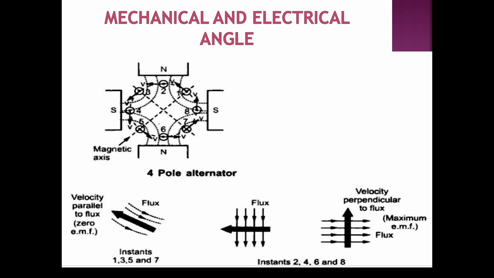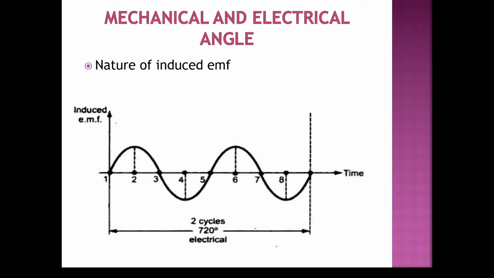So during one complete revolution of the conductor, the EMF induced will experience 4 times maxima, twice in either direction, and 4 times 0, because of 4 poles. If we plot the nature of induced EMF for one revolution of the conductor, we will get 2 electrical cycles here. For a 2-pole we were getting one electrical cycle; now for a 4-pole we are getting 2 electrical cycles of induced EMF, and that is 720 degrees electrical.